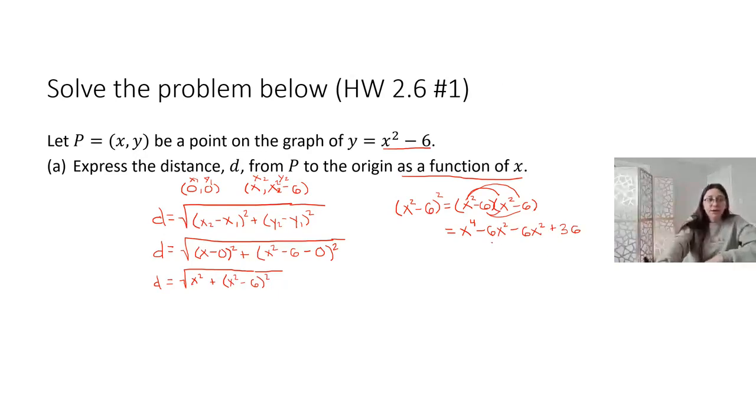Here I can combine like terms. I have two x squared terms. Negative 6x squared minus x squared is negative 12x squared.